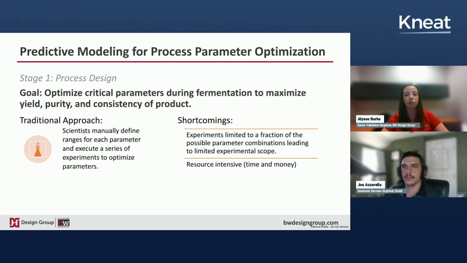So in stage 1, which is our process design, scientists will traditionally manually define ranges for each parameter and execute a series of experiments to optimize these parameters. Unfortunately, teams are generally limited by time and financial pressures, as I'm sure we know, which cause them to limit the scope of their experiments to a fraction of the possible parameter combinations, leading to a limited experimental scope.